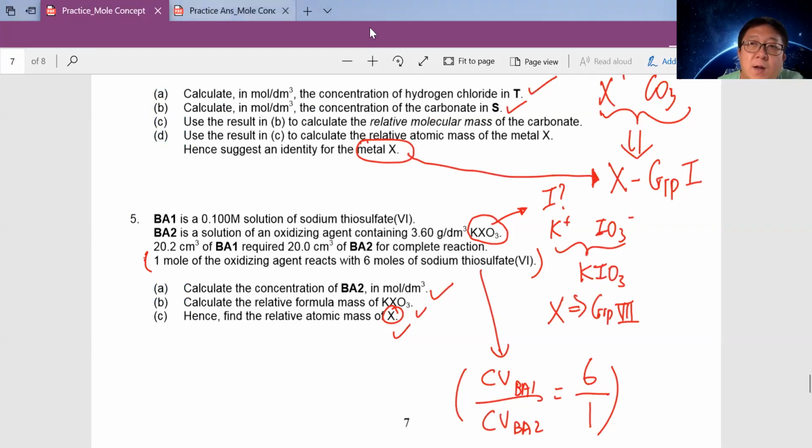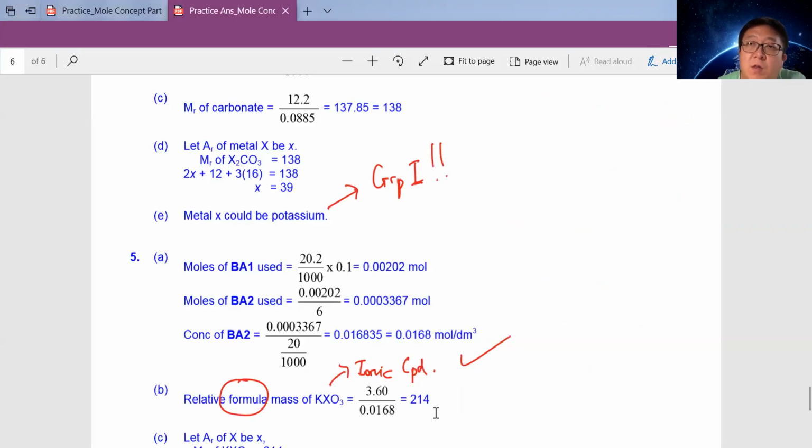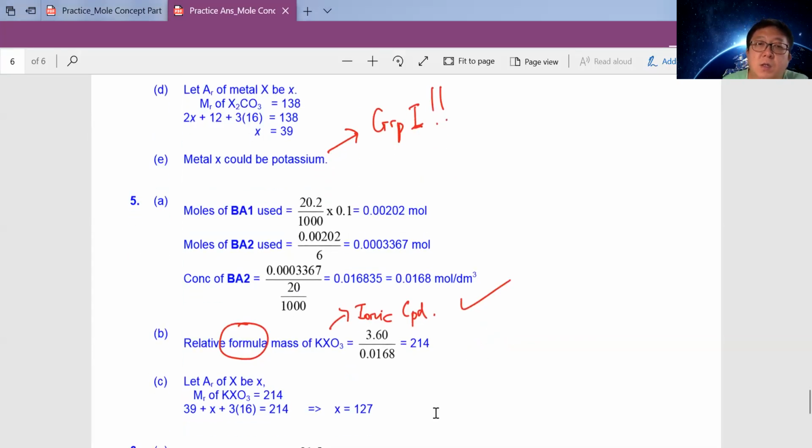Okay, so we do that. You will be able to obtain 214. Okay, can we therefore solve for X? So you solve it. Can you see? X is 127. Can you find under group 7 which is 127? Periodic table, 127, who is it? Iodine. Correct or not? Powerful, right?